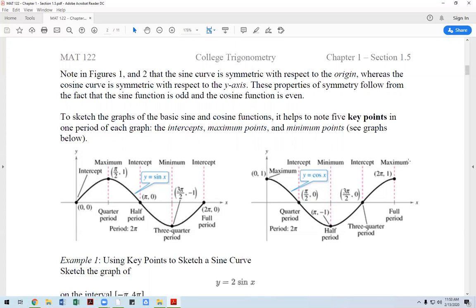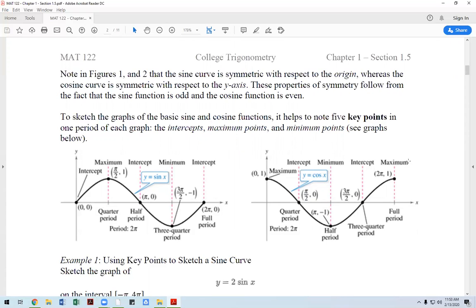When we do half of our period, we come back to the x-axis. So you're actually going to have another intercept at pi. And then completing that one period, you are back at 2 pi, right? So those are your intercepts. And then your maximum value, of course, is going to represent your upper range value, right? So that's going to be at +1. And then, of course, your lower or minimum value is going to be at -1.